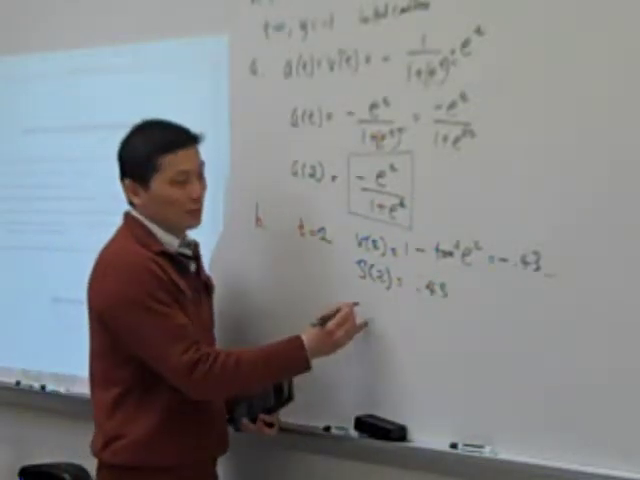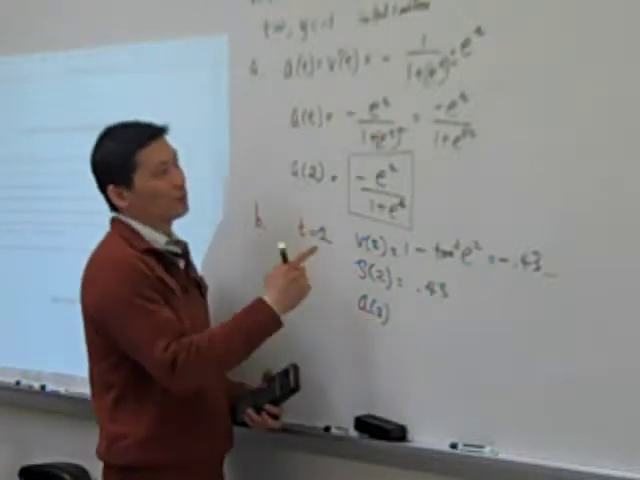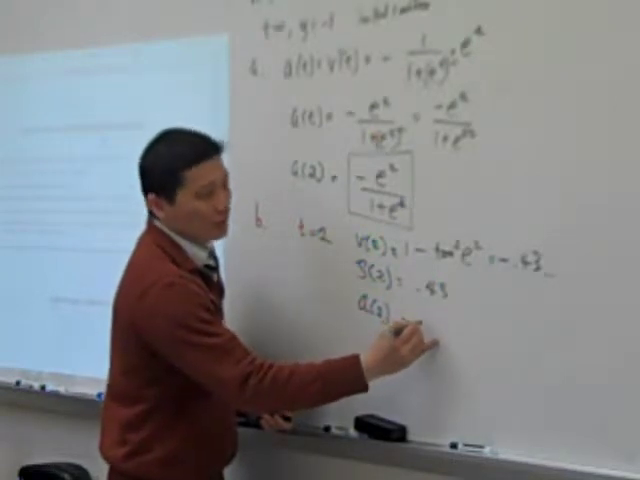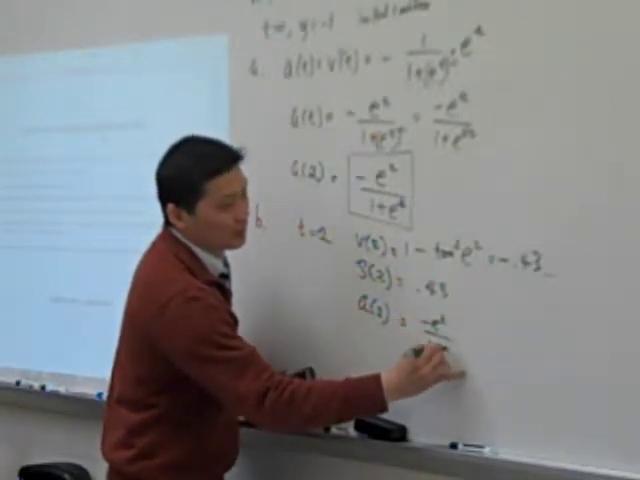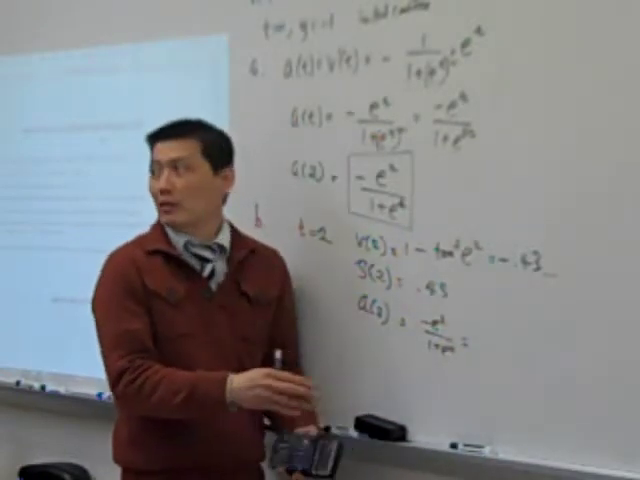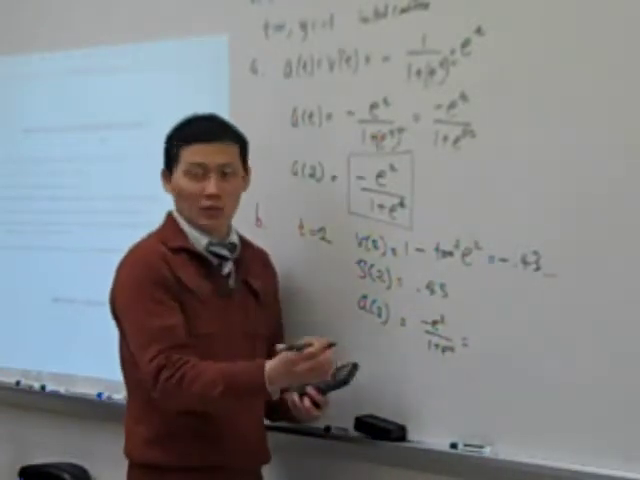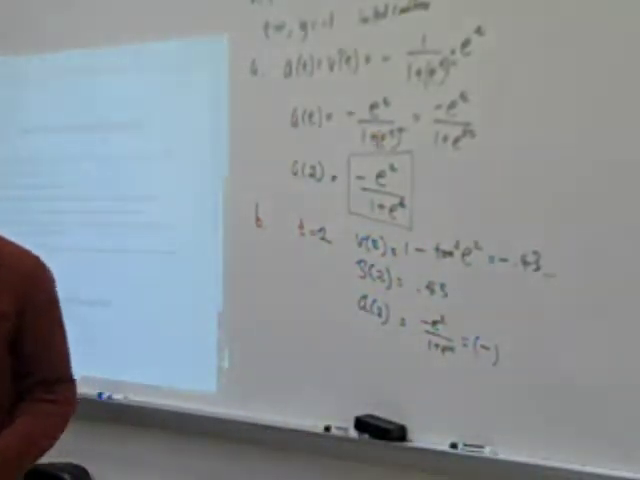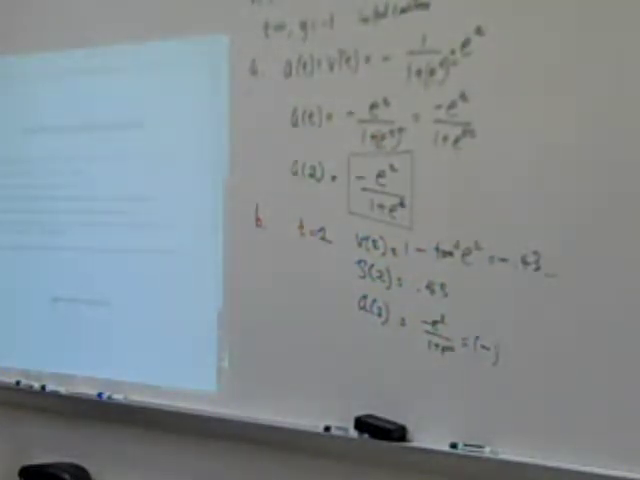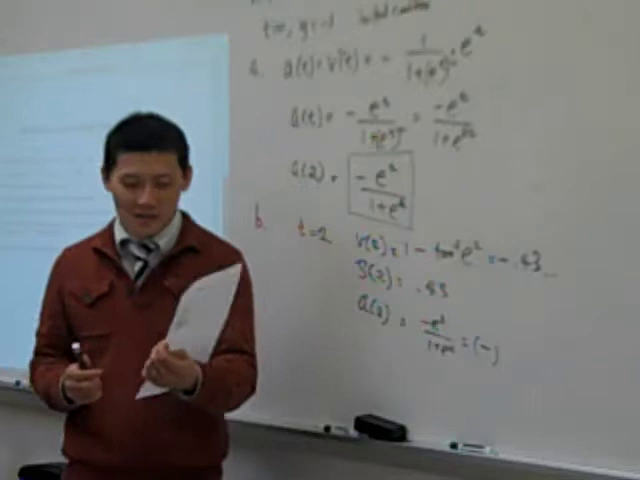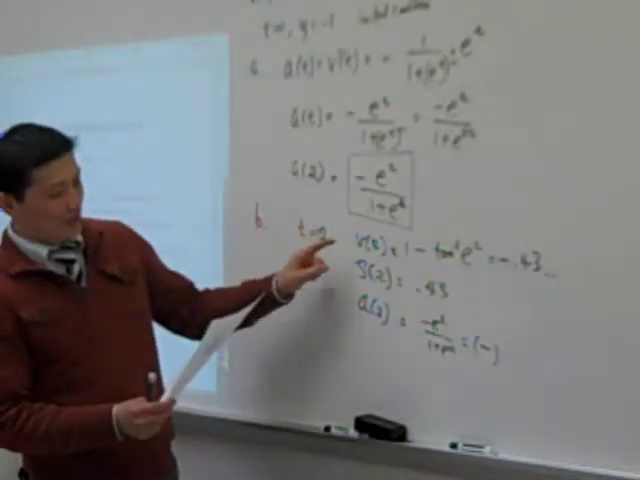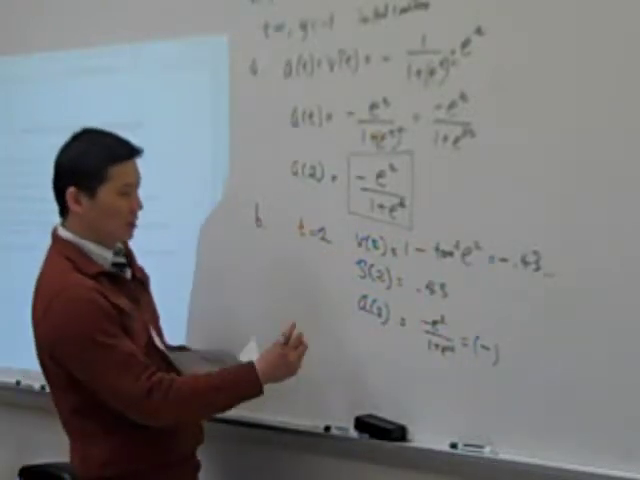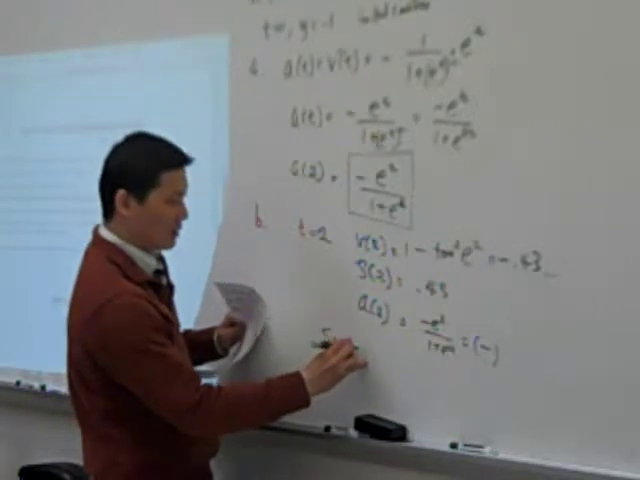Now we also need to know acceleration, a of 2, which is negative: negative e squared over 1 plus e to the 4. You don't actually have to come up with the actual answer, you can simply say it's a negative value. So, with my little empty chart in my mind: velocity is negative, speed is positive, acceleration is negative, so speed is... that's right.